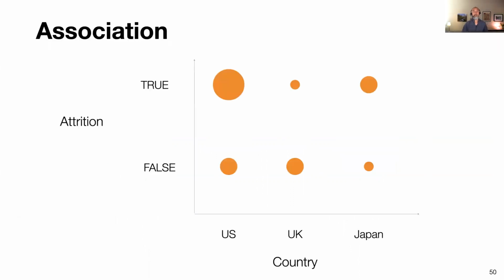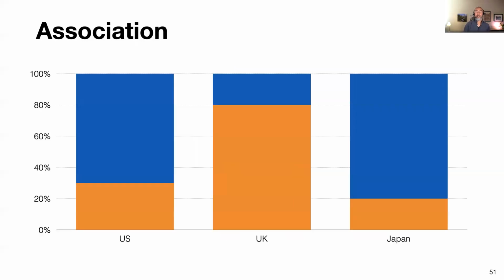So the relationship, if we have the chart like this, this is sometimes called bubble, sometimes called scatter plot, whatever that is. So x-axis is country, y-axis is attrition. Okay, and then the size indicates the number of people there. So it looks like, for example, US and true has a lot more people than any other combination. You can use a bar chart. Basically, this is the exact same thing, just presented in a different way.